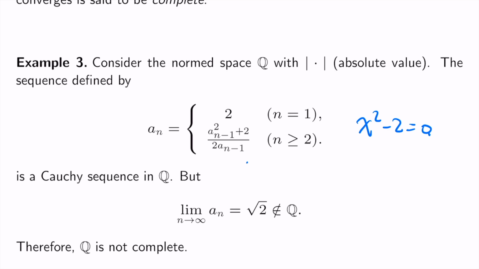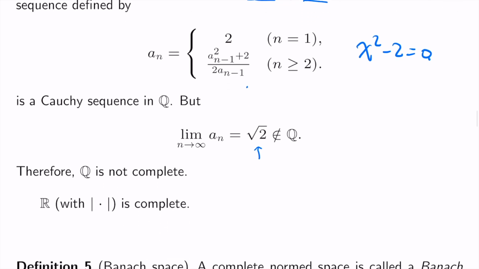But it's not a convergent sequence within this set because, of course, the limit of this sequence is the square root of 2, which is not a rational number. Therefore, this normed space, the set of rational numbers with absolute value as its norm, is not complete. On the other hand, the set of real numbers with the same norm is complete, of course. In fact, one way to obtain the set of real numbers is by completing the set of rational numbers.